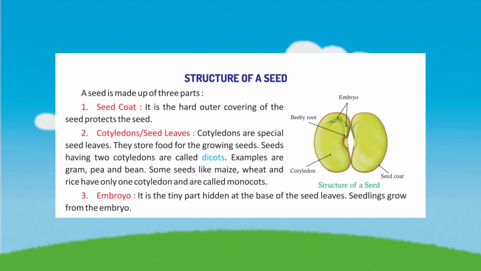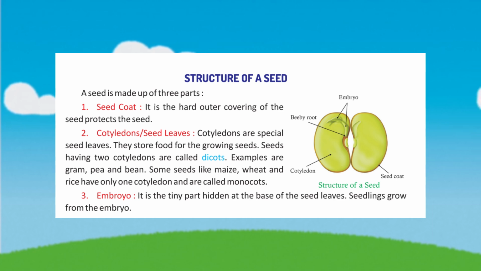Structure of a seed. A seed is made up of 3 parts. 1. Seed coat. It is the hard outer covering of the seed that protects the seed. 2. Cotyledons. Seed leaves. Cotyledons are special seed leaves. They store food for the growing seeds. Seeds having 2 cotyledons are called dicots. Examples are gram, pea and bean. Some seeds like maize, wheat and rice have only 1 cotyledon and are called monocots.